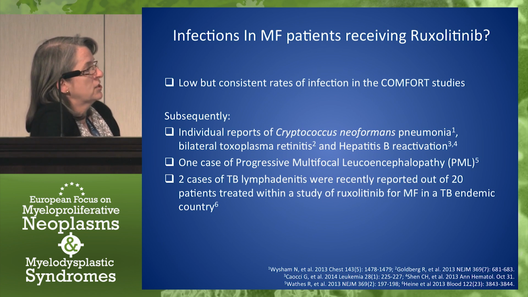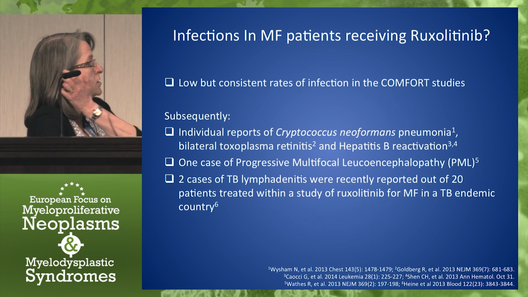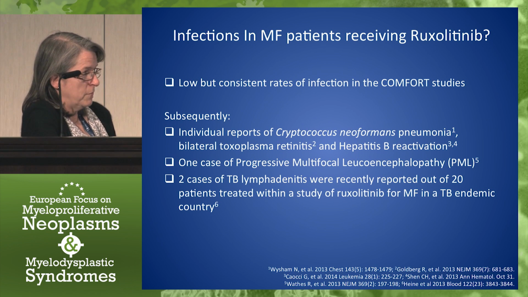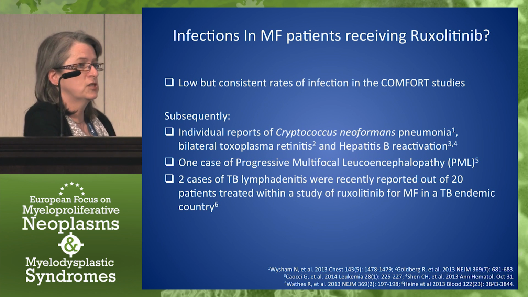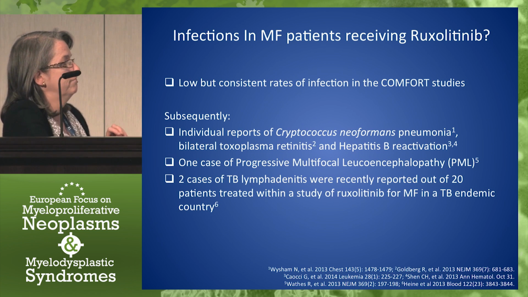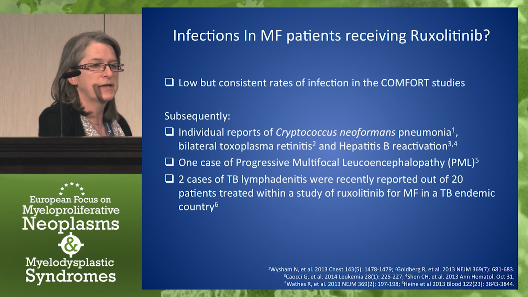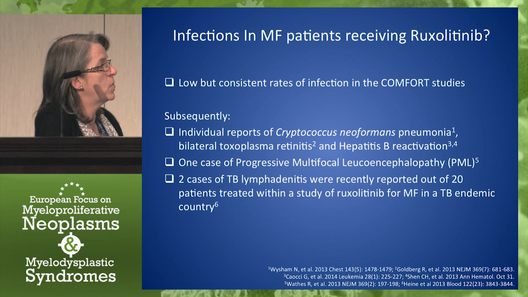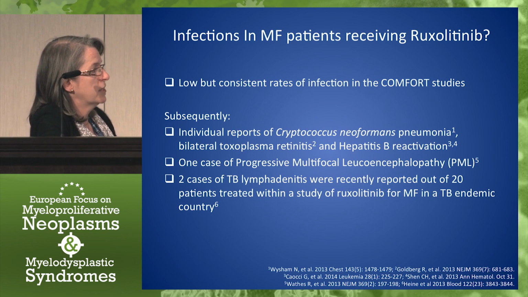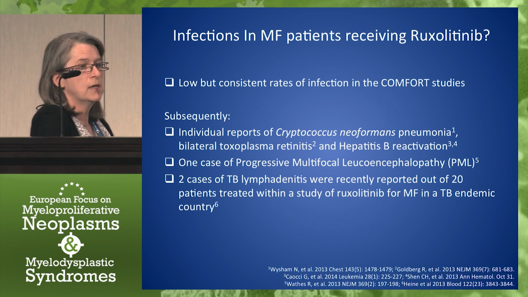What about infections and the management of infections in patients receiving ruxolitinib? Well, this has been quite an issue. There have been low but consistent rates of infections reported across the COMFORT studies, and there are a number of other probably quite alarming infections that have been seen in individual reports subsequently: Cryptococcus neoformans, a case of progressive multifocal leukoencephalopathy, which I'll mention again in a minute, and 2 cases of TB adenitis in areas where TB would have been endemic.